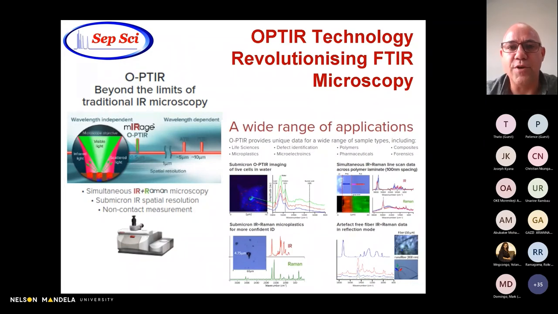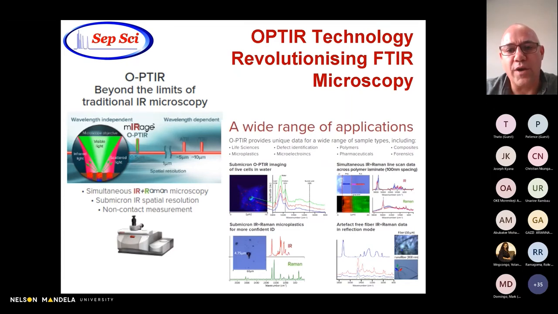And the uniqueness of the OPTIR is that we can do reflection microscopy without sample preparation, but get the exact same data as we would have done in transmission spectroscopy. So this has really revolutionized the way we're looking at using FTIR microscopy in the future. Those of you that have used FTIR know that it is really difficult sometimes to get the sample into a state where you can actually measure it.